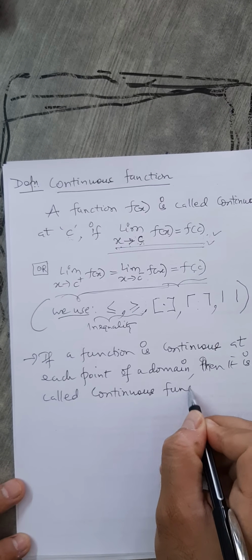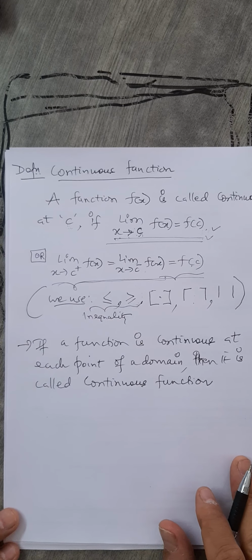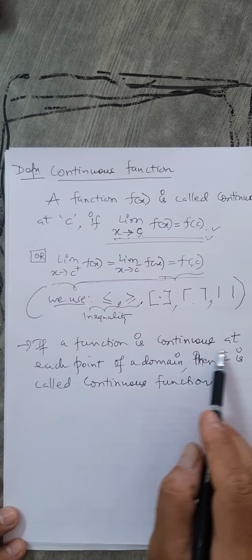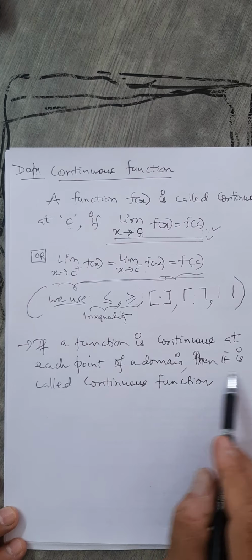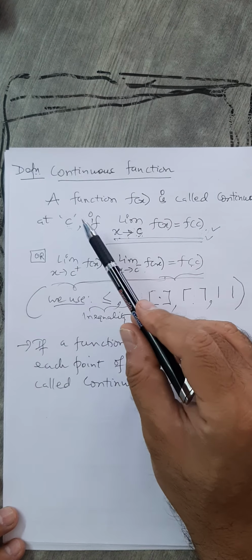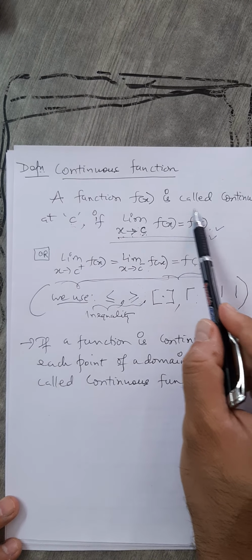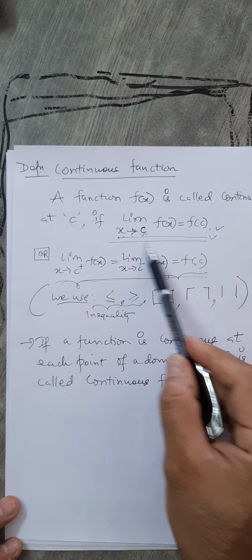Then it is called a continuous function. It should be continuous throughout the domain. Remember, if a function f is continuous at every point of a domain, then it is called a continuous function. Using this definition, you can check the continuity at only one point, remember. And whenever there is a question of continuity, ultimately it becomes a question of limit.